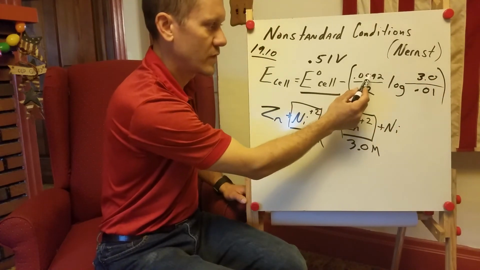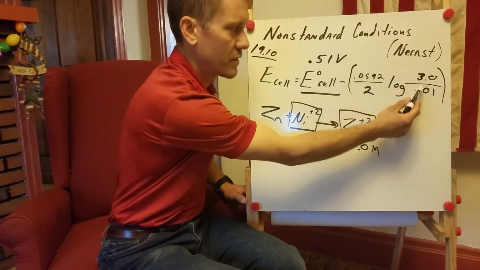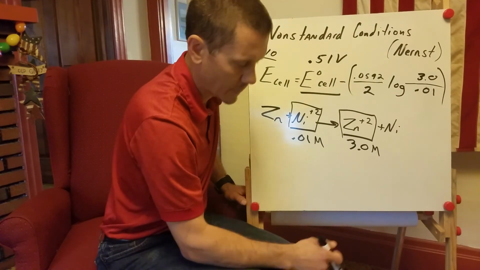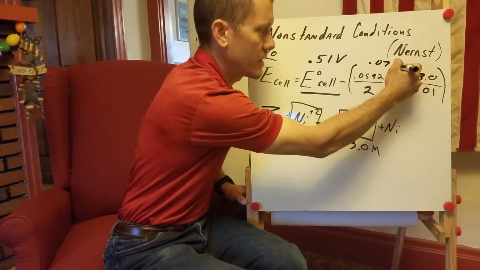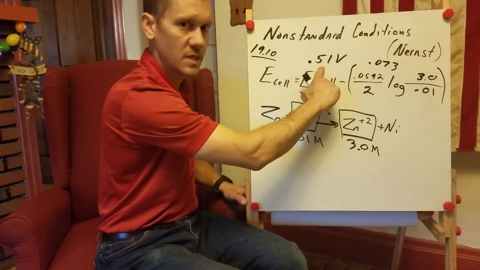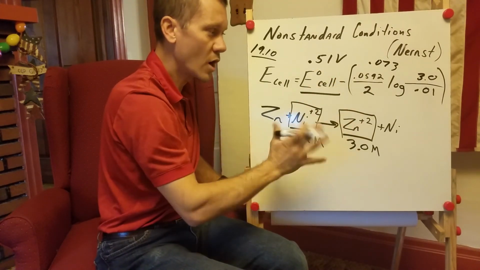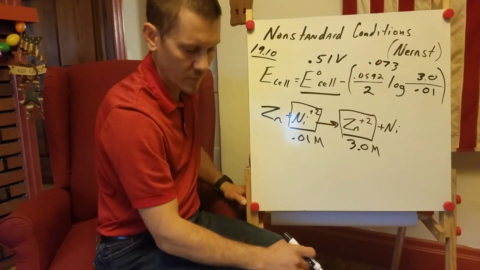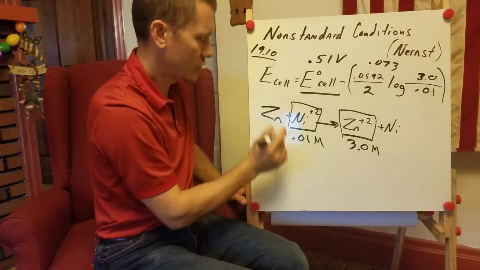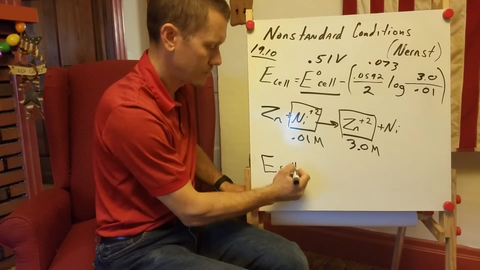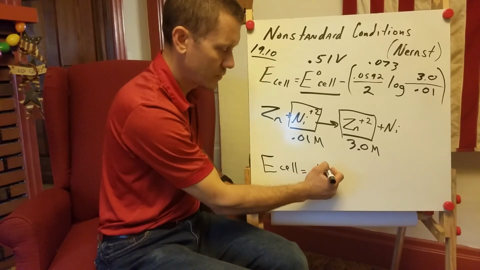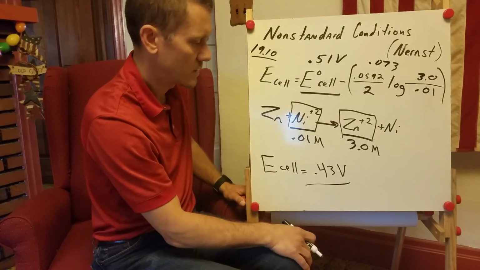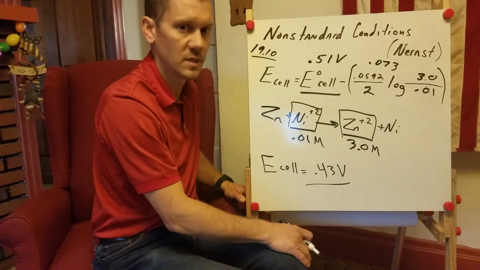So 0.0592 divided by 2 log of 300. And when you work that out, you get a value of 0.073. So these are the standard conditions. And then because we're not at 1 molarity, we're at 3 and 0.01, this is our correction factor. And your overall cell potential there is going to be 0.43 volts. Okay, it is still positive. We didn't change it that much, and that's how we do it using non-standard conditions.